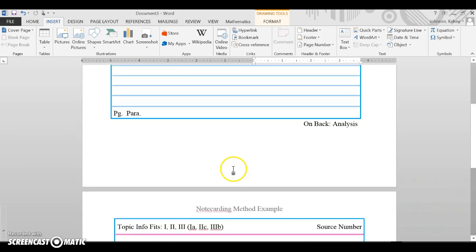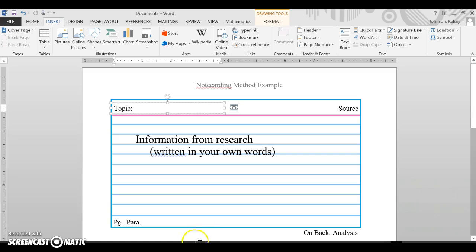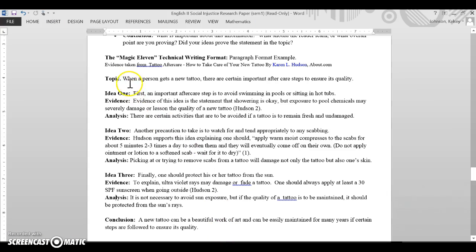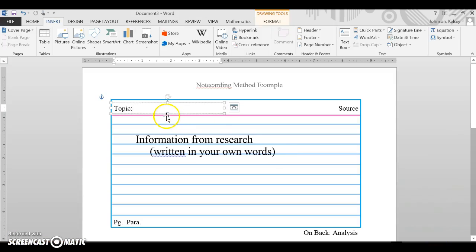Let's find out. So I have a semi-blank card up here. My topic, remember, when I look at my sheet, is that when a person gets a new tattoo, there are certain important aftercare steps to ensure its quality. My first idea when I look at my scratch outline was what to do when you're in swimming pools or hot tubs. So I would label this topic 1A, and I'm using Roman numerals and then lowercase alphabetical letters.